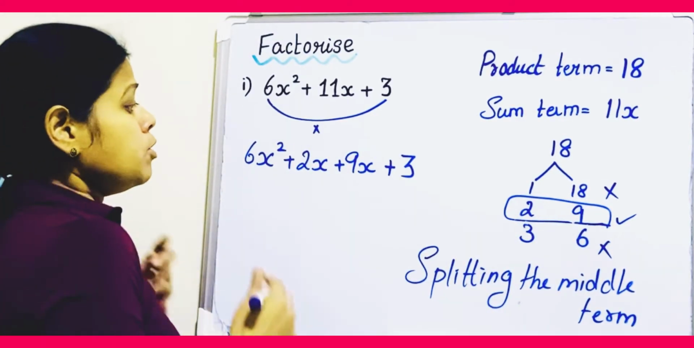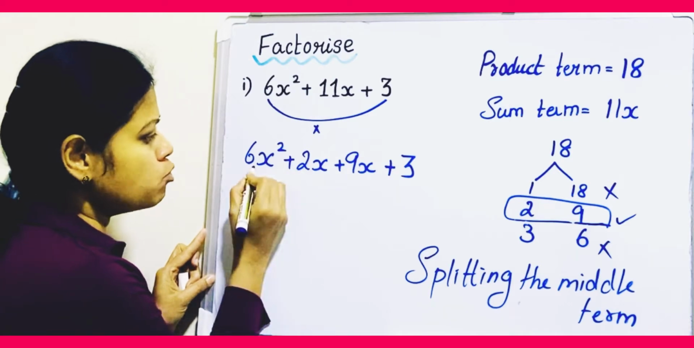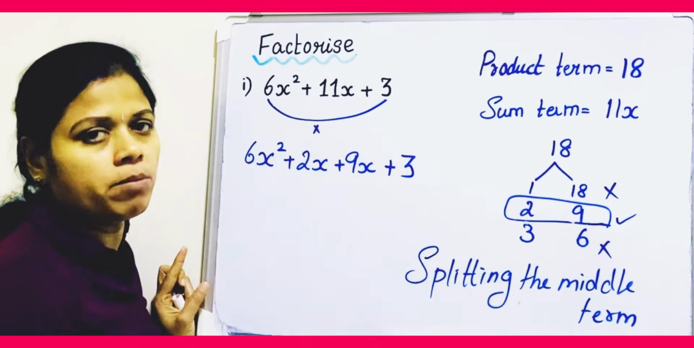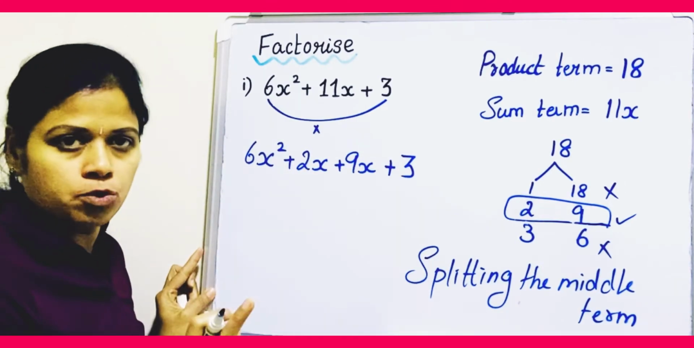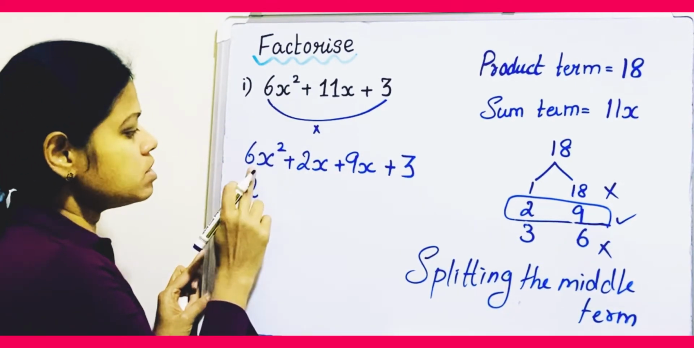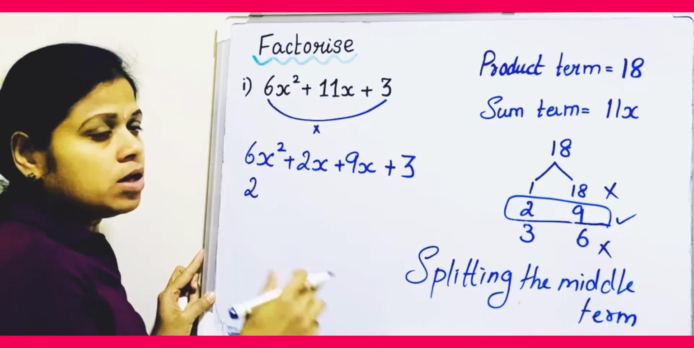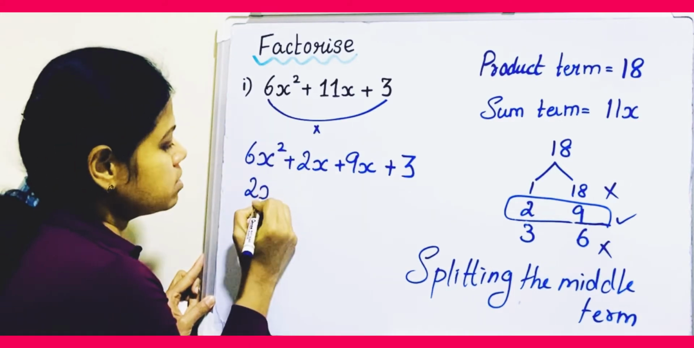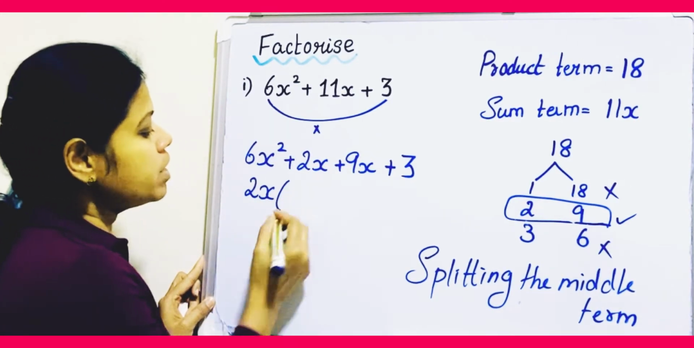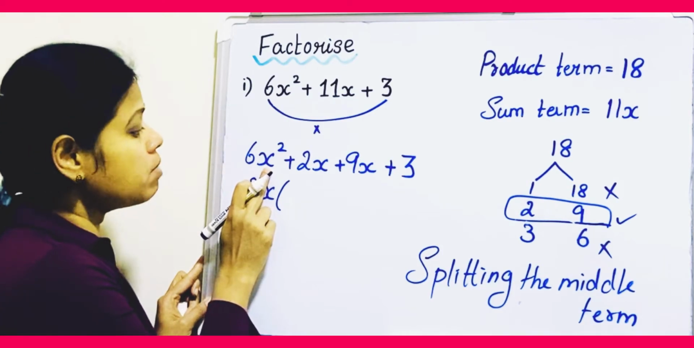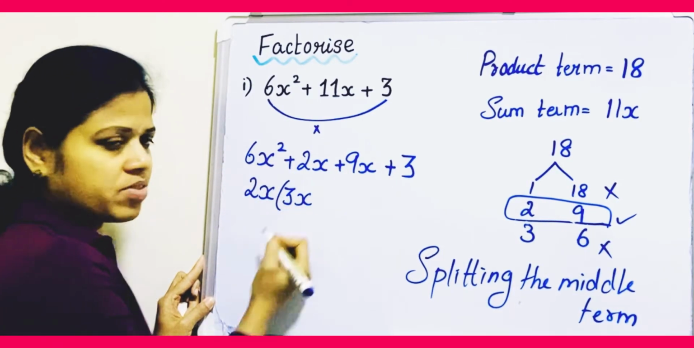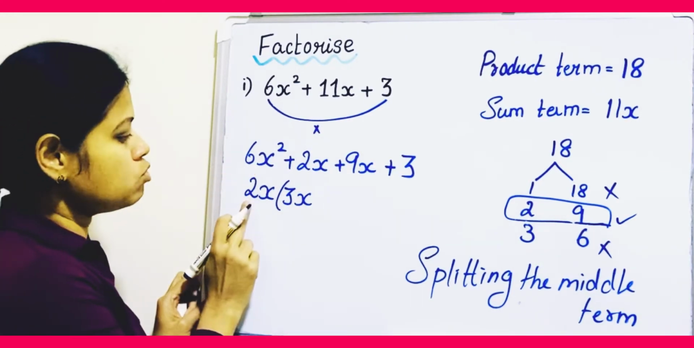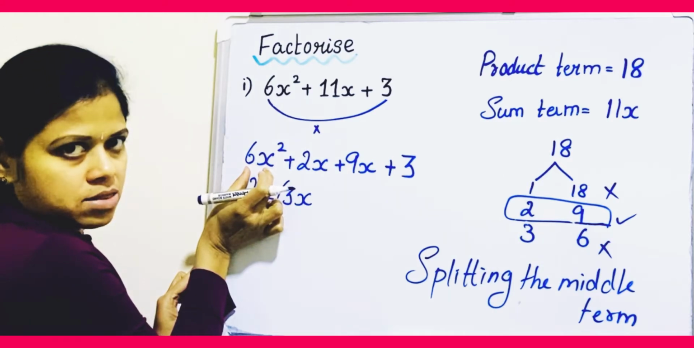Next step, you have to take the common factor among the first two terms. Both are multiples of 2. So take 2 common. See, 6 is a multiple of 2, 2 is a multiple of 2. Then both terms have x, so take x also common outside. After taking 2x from the first term, the remaining is 3x. If you multiply these two, you have to get this. Yes, 2x multiplied by 3x is the first term, 6x square.